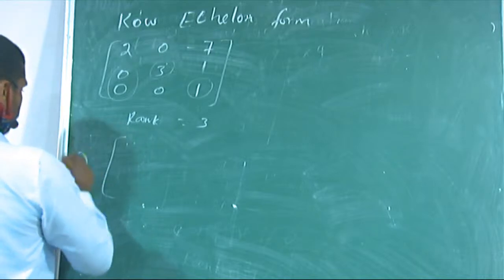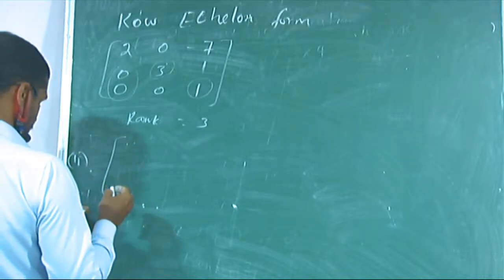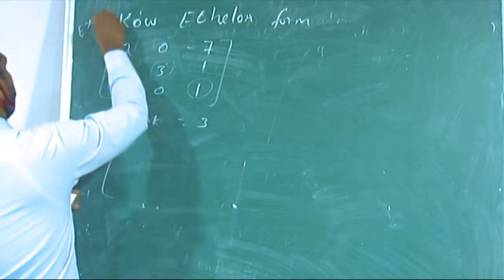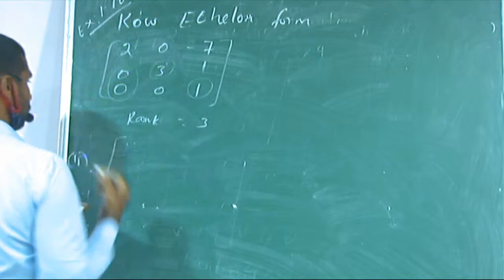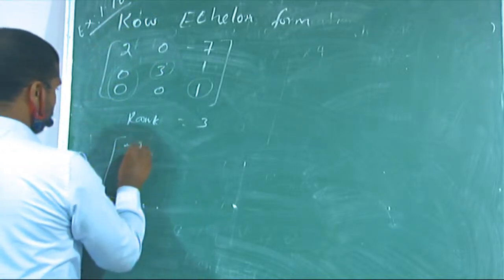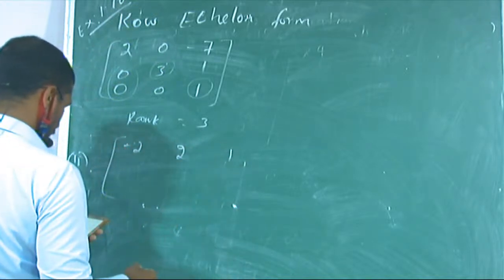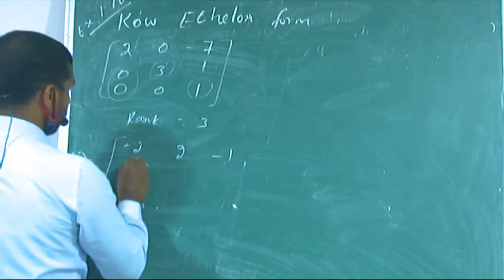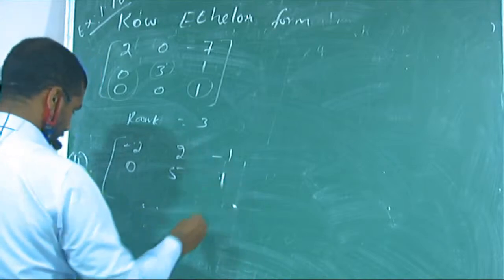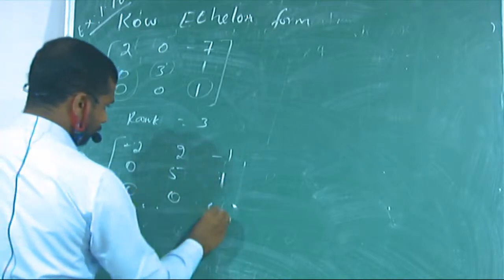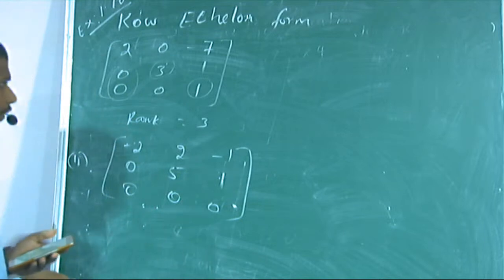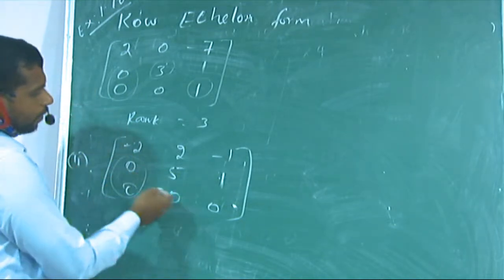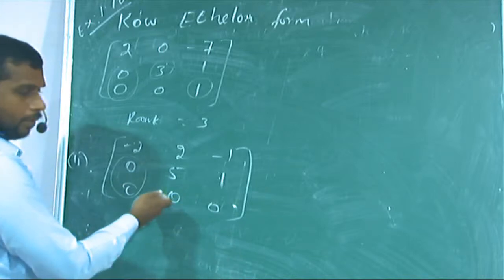This is the second question, example 1.16. The matrix is minus 2, 2, minus 1, next row 0, 5, 1, then 0, 0, 0. You can check that it is in row echelon form. Under the first non-zero digit 2 there is 0, and in the second row there are also 0 terms. So each and every term is correct.